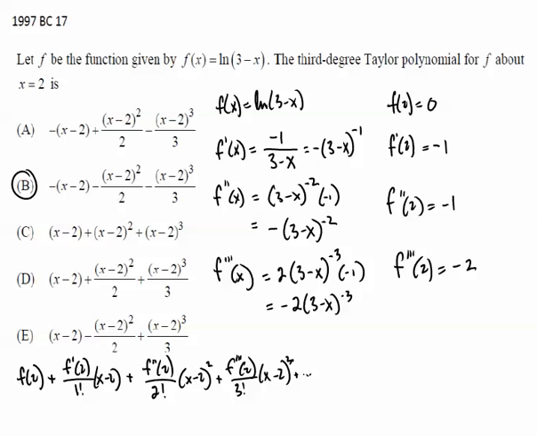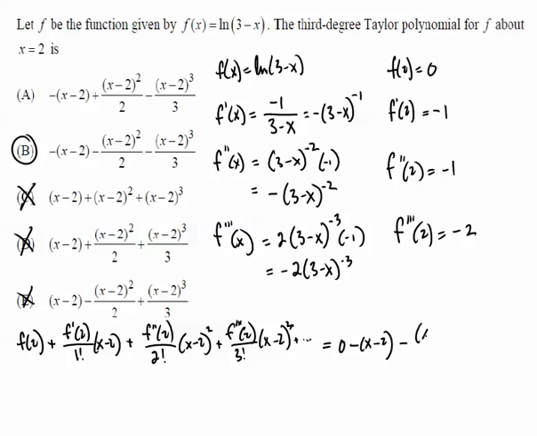Now when we construct these, the first one is 0, so we are going to have a 0 there. Second one is negative 1 over 1 factorial, times x minus 2. Now, just from looking at that, we can tell that C, D, and E are not valid. And we go on to the next term, which would be the second derivative. That's going to be negative 1 times x minus 2 to the second over 2 factorial, which is 2.